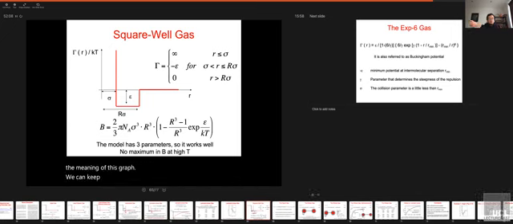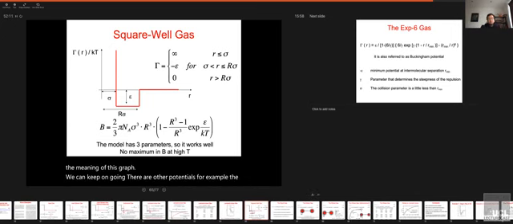There are other potentials, for example, the square well, where you have now three parameters. You have the sigma, you got the r, and you got the epsilon. And of course, that allows you to reproduce even more experiments, although this approach does not give you the maximum at high temperatures, but still it's good.